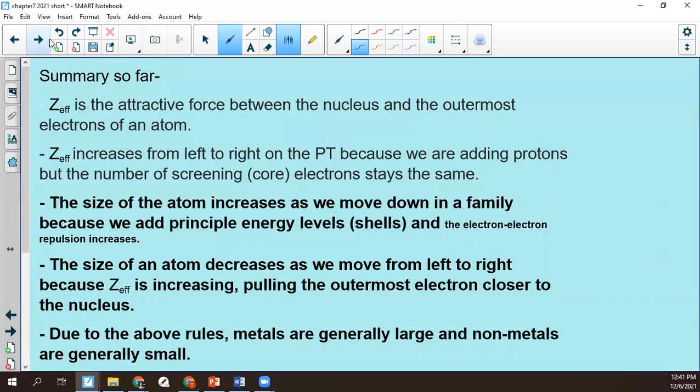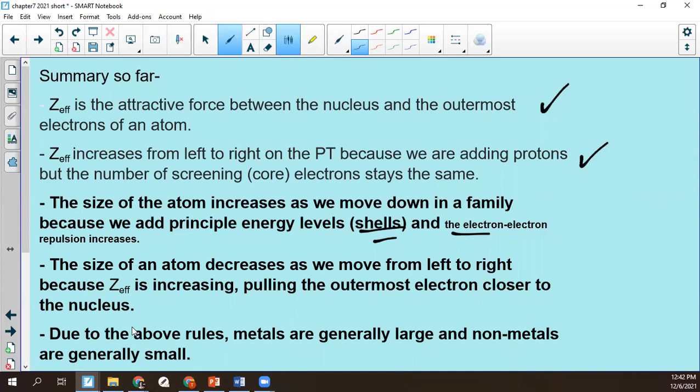So summary, you have that on there, right? Zeff is the attractive force. We've said that. The bold is the new one. The size of atoms increases as we move down in a family because we add principal energy levels or shells. And I put it in real small, there is some electron repulsion. But ultimately, the up and down, the reason is you're adding or removing shells. The size of an atom decreases as we move from the left to the right because Zeff is increasing. Zeff and size are inversely proportional, pulling the outermost electron closer to the nucleus.